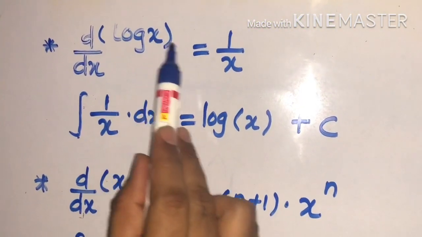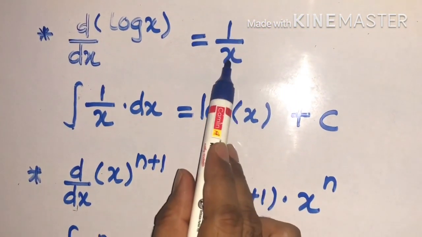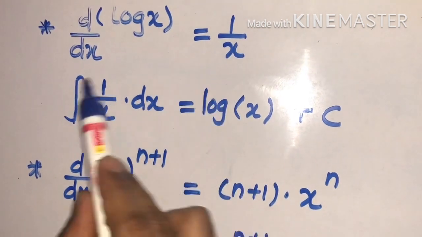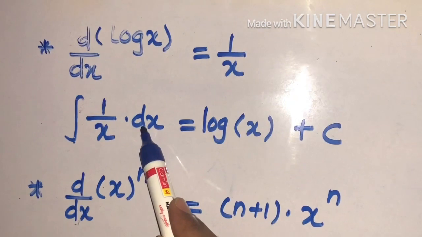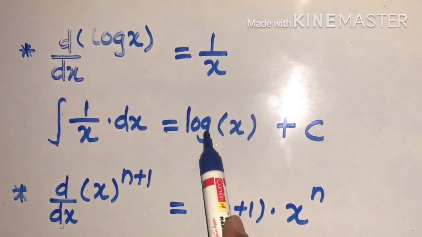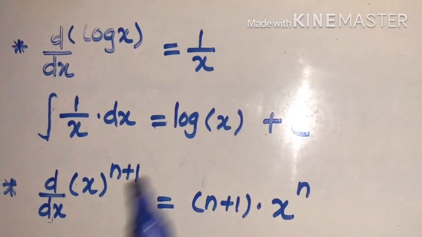Next one is the logarithmic function, that is log x. Derivative of log x is equal to 1 upon x. Then integration of 1 upon x with respect to x will be log x plus c.